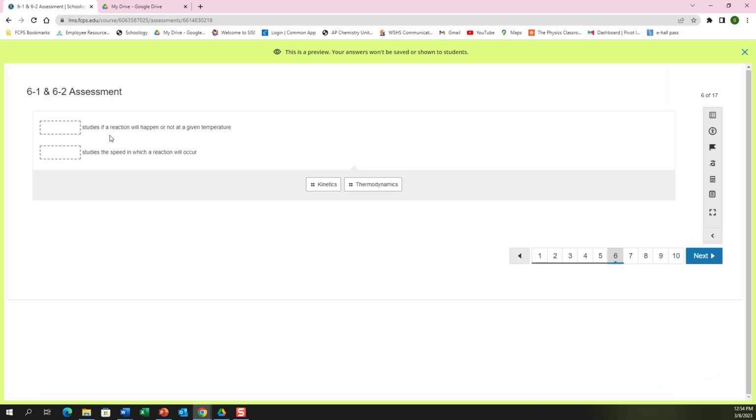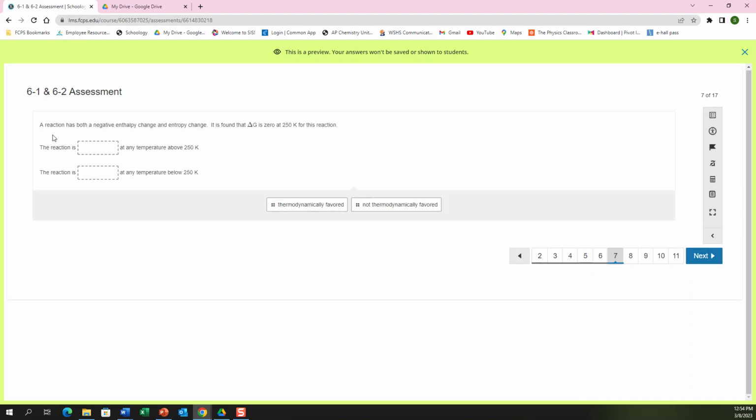Okay, blank studies if a reaction will happen or not at a given temperature. That's thermodynamics. Is it favored or not favored? The speed of a reaction is kinetics, and that's what we'll get into in Unit 7. Kinetics studies how fast a reaction happens or gets to equilibrium, but thermodynamics doesn't tell you how fast it's going to get there. It's just going to tell you, yeah, it will happen eventually or it won't, but it doesn't tell you how fast.